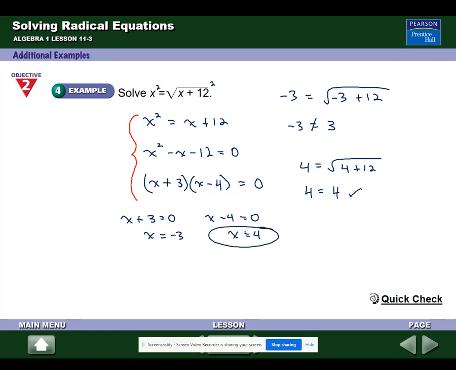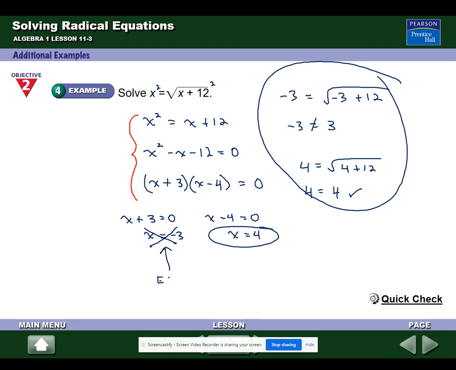If this were a quiz or a test, for full credit, I don't really expect to see this work right here. That's kind of up to you. But what I would expect to see is both possible solutions, and then a circle around the one that's correct and an X around the one that's incorrect, or maybe a label that says extraneous and a circle around the one that is correct. Okay, so just 4 in this case. Only 4 was the solution. All right, one more.